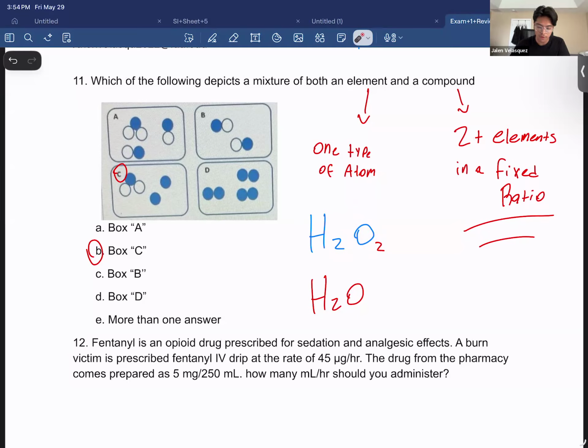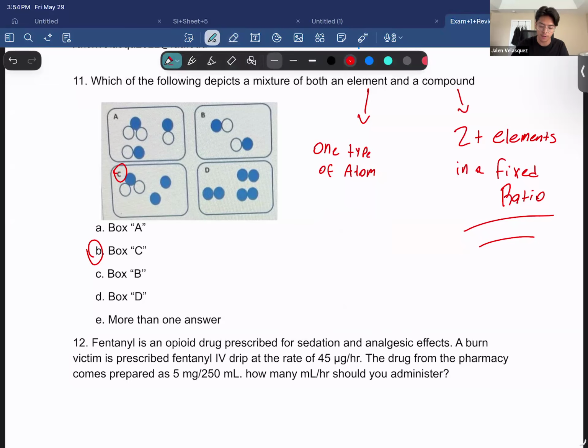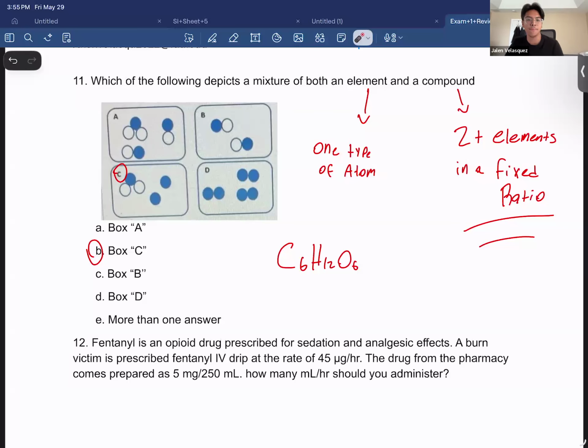Okay. Another example is glucose, what the sugar plants make, what your cells break down for energy. Glucose is C6H12O6. The numbers, the subscripts, these ratios will never change, because if you change the number, you're changing the compound. All right. Okay. Everybody good so far?